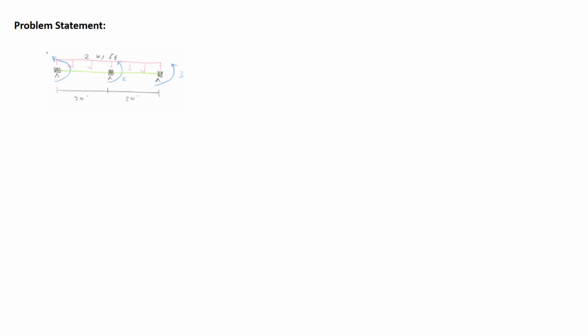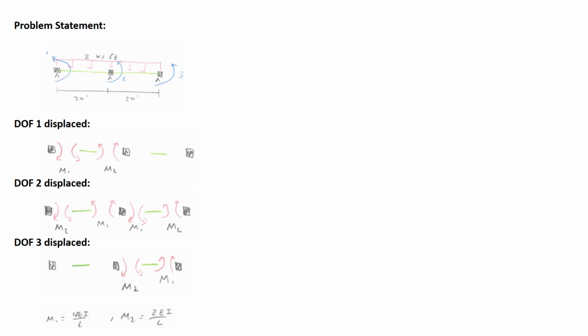First, looking at the problem statement. We have a two-span beam, 3 degrees of freedom, which are rotations at all of the nodes, a uniform load of 2 kips per foot applied to both spans, and even lengths for both spans. In the procedure that we went over in a previous video, we started by displacing each degree of freedom in turn, maintaining the other ones unmoved, and seeing what forces are generated by those displacements.